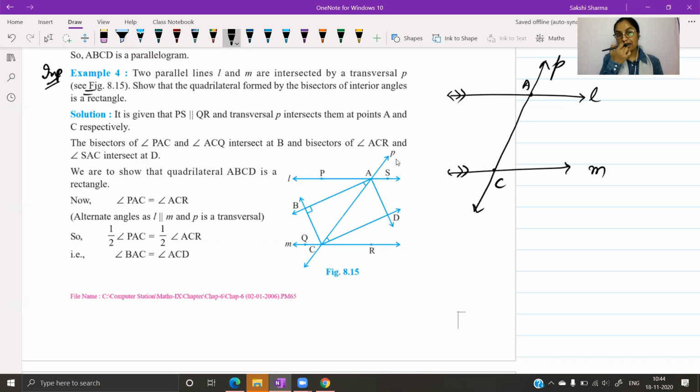After that they have said the quadrilateral which is formed by the bisectors of the interior angles. Here, whenever two lines are intersected by a transversal, there are 8 distinct angles formed, and out of those 8 distinct angles, there are 4 interior angles. I'm going to just mark the interior angles. These are the interior angles. You have to draw the bisectors of these four, and when we draw the bisectors of these four, you are going to obtain a quadrilateral and you would like to prove that the quadrilateral formed is a rectangle.